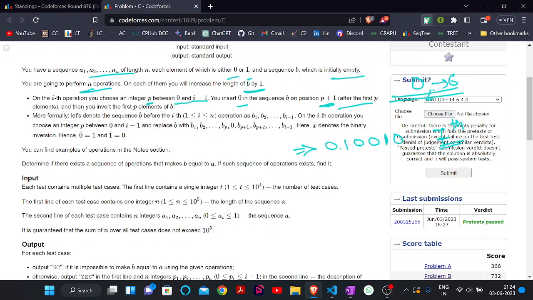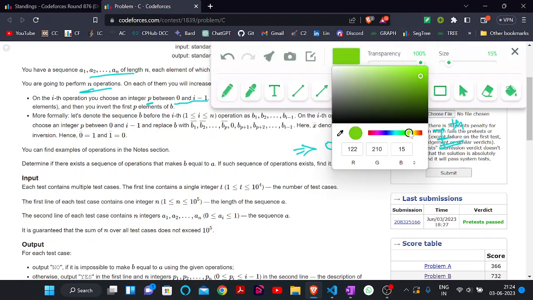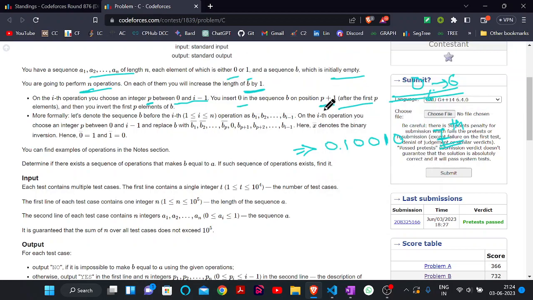Now what are these positions? This is our zeroth position. This is first, second, third, fourth, fifth, and sixth. These are the total 7 positions which we can choose. Now he is saying that insert 0 at position p plus 1. Now just think that we are choosing p equal to 3. Now 0, 1, 2, and 3.